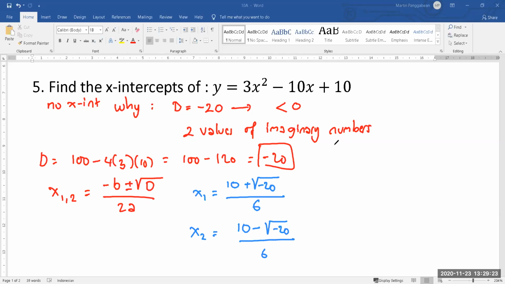They are imaginary numbers and they exist, but are not visually seen on the Cartesian axis. Okay, now let me show you how to simplify this.